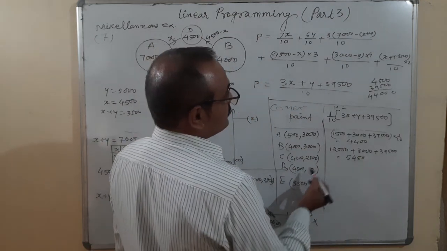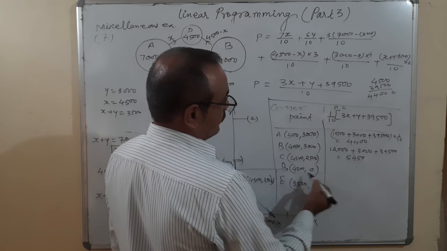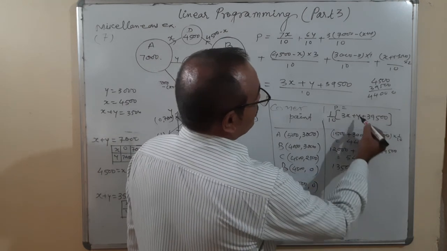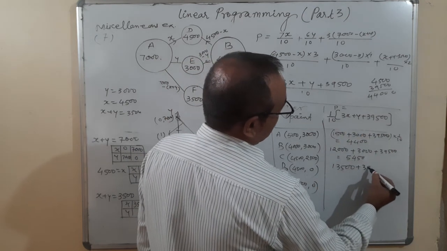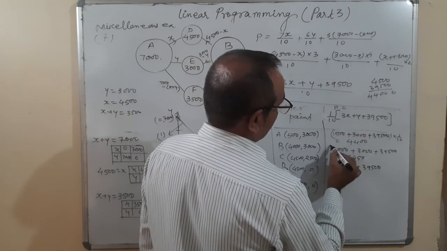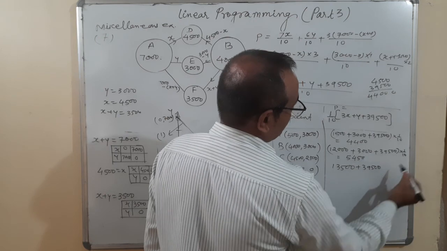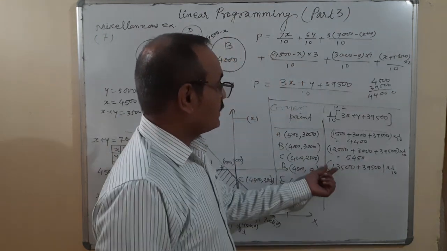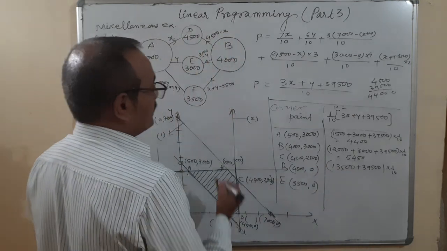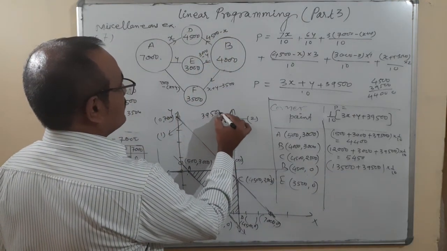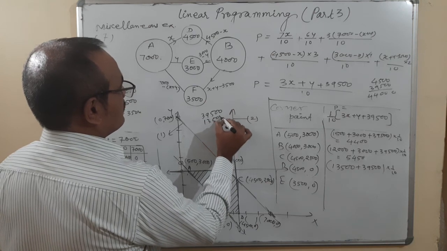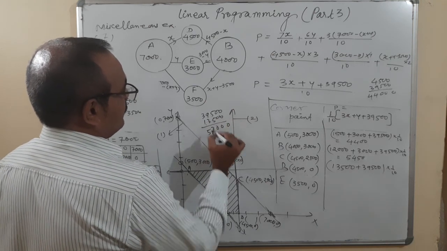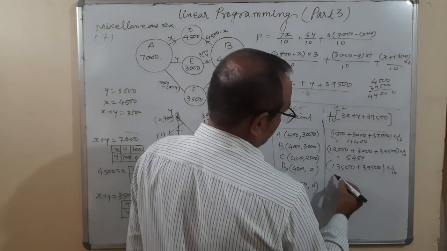Third one, 4500 times 3 is 13,500, plus 0, plus 39,500. It is also upon 10. 1 upon 10. So 13,500 and 39,500 makes 53,000. So this is coming 50.